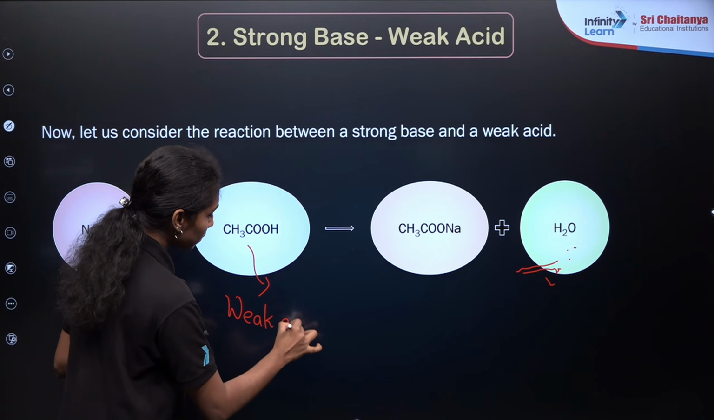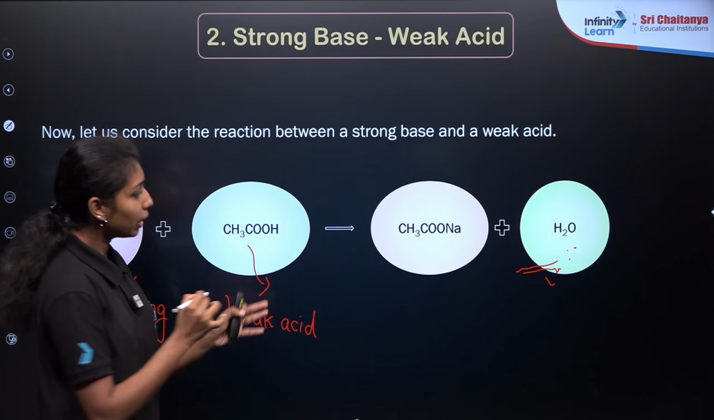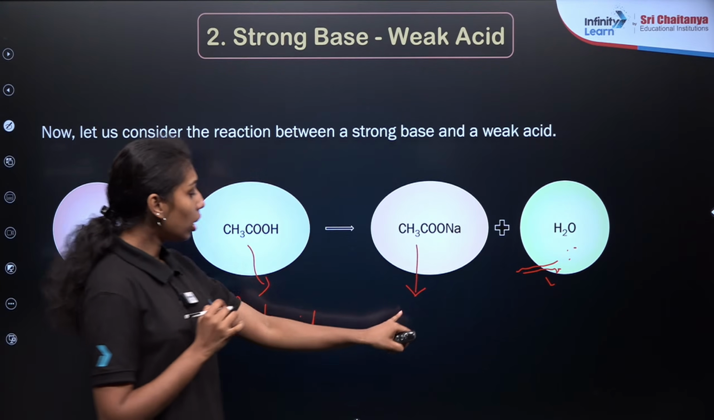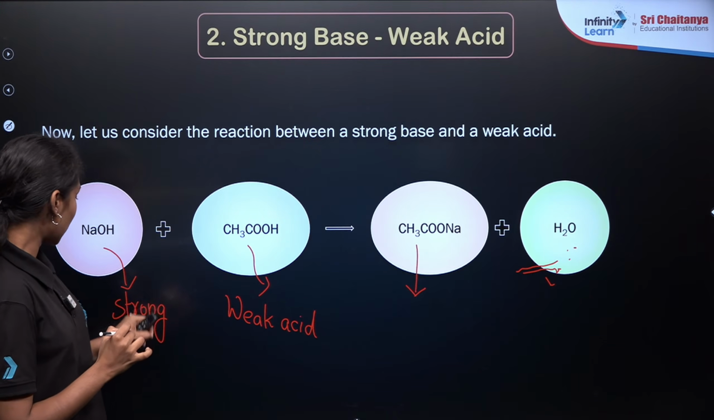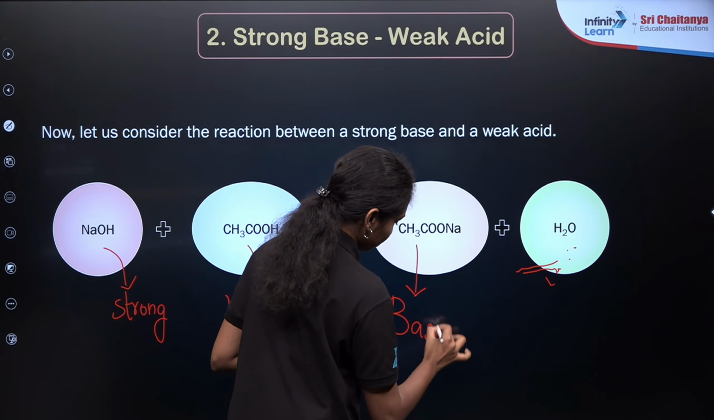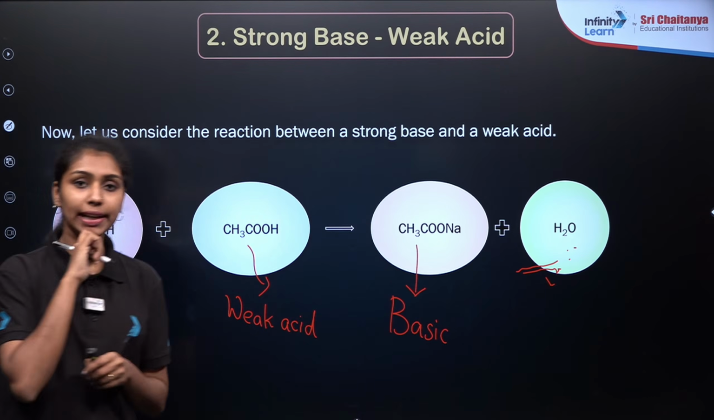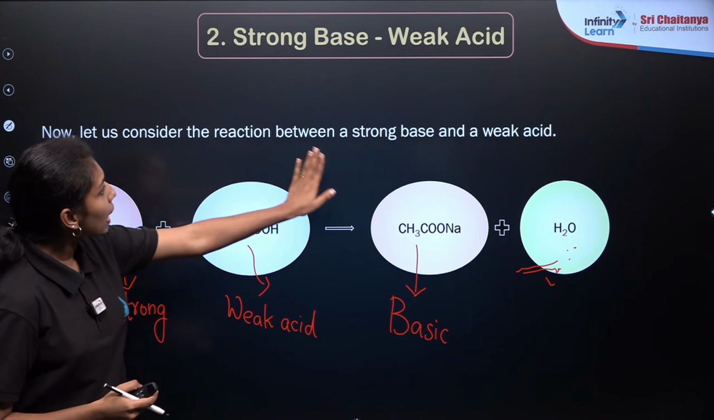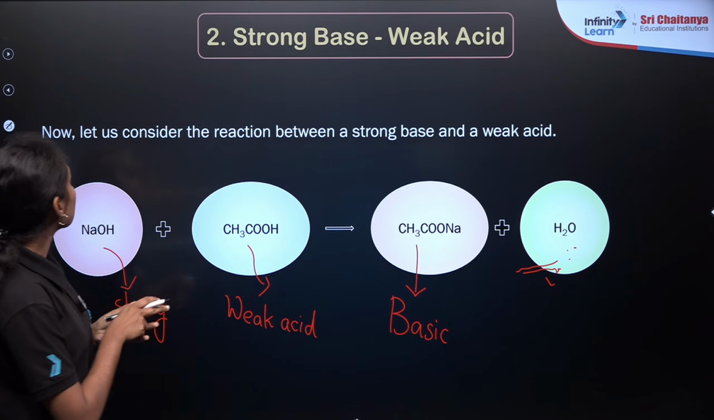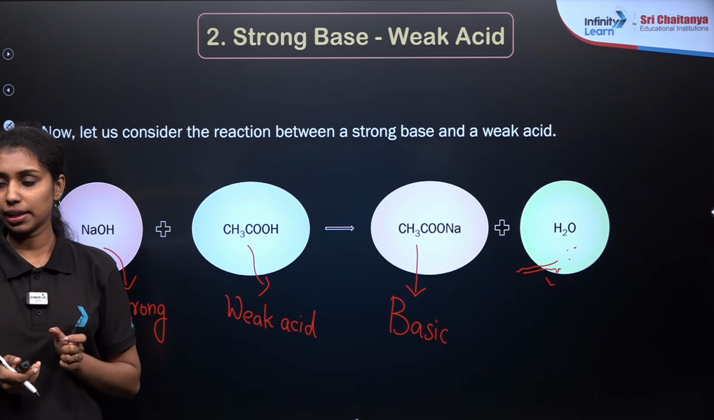So depending upon the strength of the acid or base, we will be forming different salts, right? So CH3COONa is a salt which has the nature of the base here. So it will be a basic salt. Is that clear? If you are having a strong base and a weak acid together, we will be getting a salt which has a basic nature. Clear?